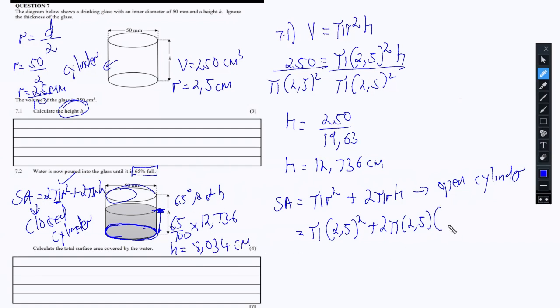So you'd have to show this part as well. And then substitute it here, 8.034. And then at this point, you just need to punch all of this into your calculator, and then you get 70.11 centimeter square, right? Remember, it is the surface area, and the surface area is always unit square. Okay, and that's how you were supposed to tackle this question over here. Only 7.1 and 7.2. Okay, let's now proceed to the next question.